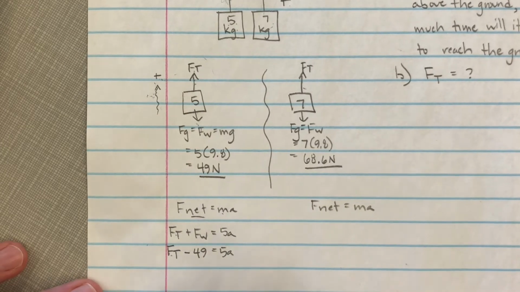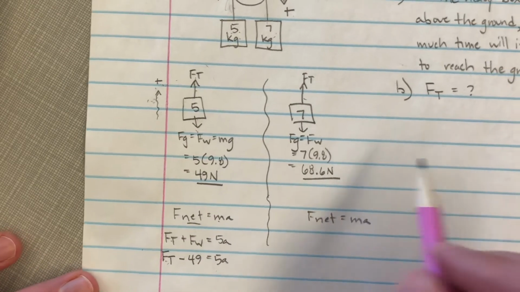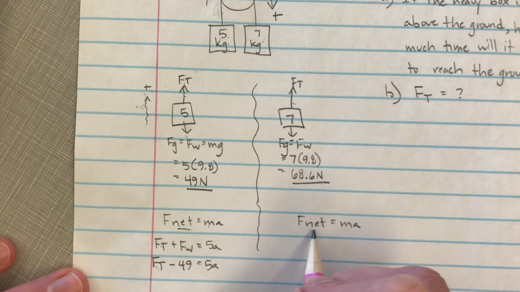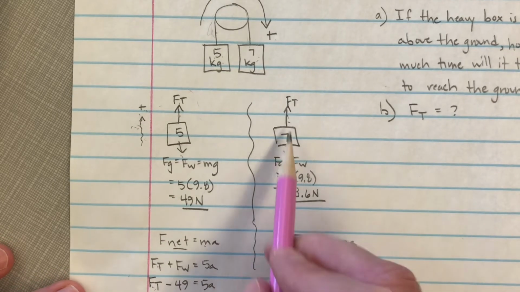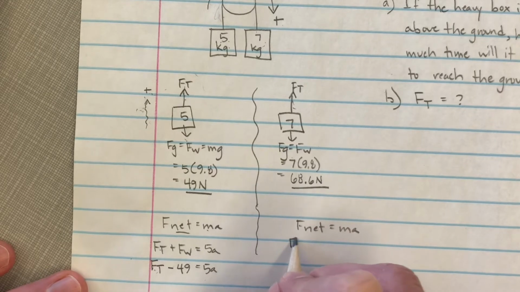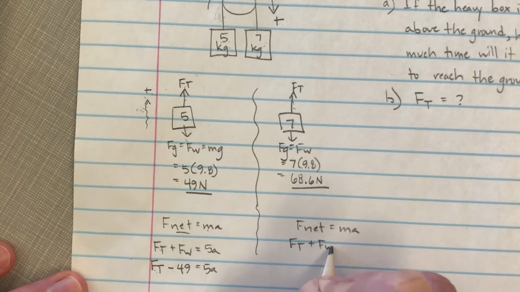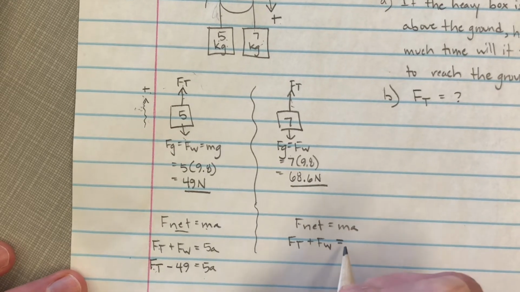And notice we have a little bit of an issue here. We have one equation, but we have two unknowns. We don't know force of tension, we don't know acceleration. So we're kind of stuck right now. All right, well, we'll circle back to that. Let's go to the other heavier box. Again, I'm going to identify the combined effect of the forces acting on it, F net. Well, it's the force of tension and the force of weight again. And those two forces combined will make this 7 kilogram mass accelerate.